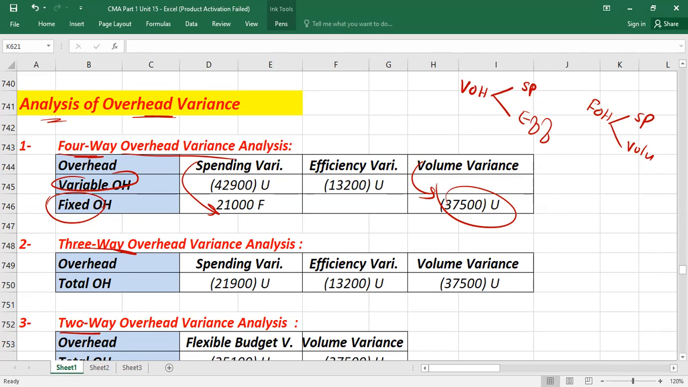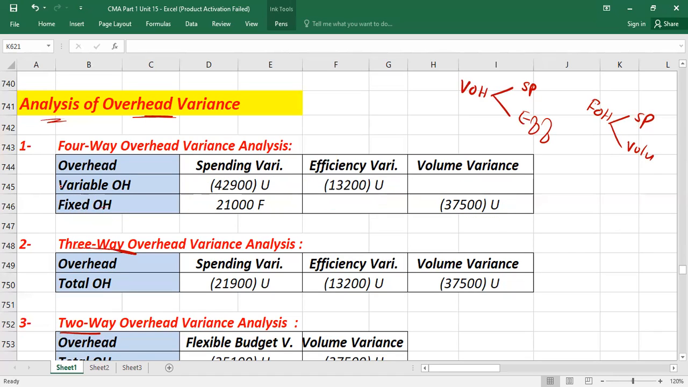What does four-way mean? It means four variances you have to report. Three-way means three variances you have to report. Two-way means two variances you have to report. Now, ready to see how to report? Let me explain. Don't worry. These values are all assumed, only for the sake of understanding.